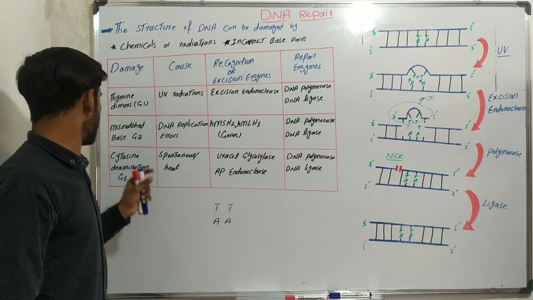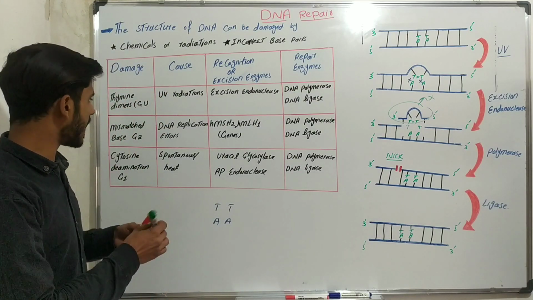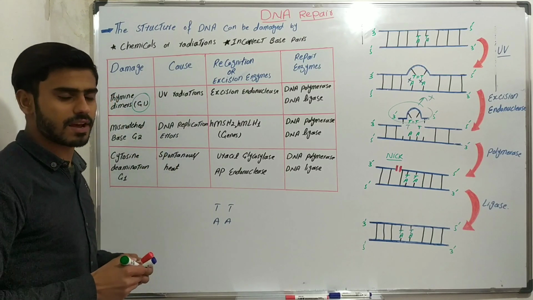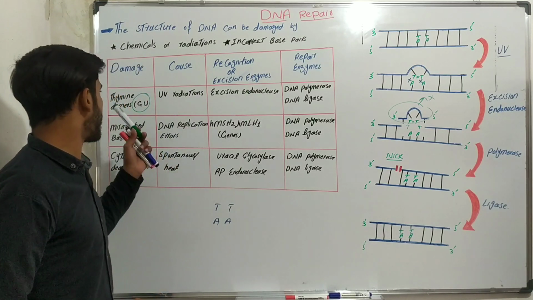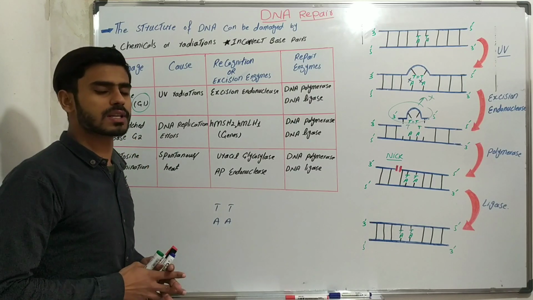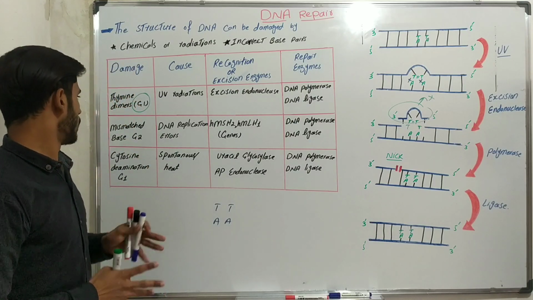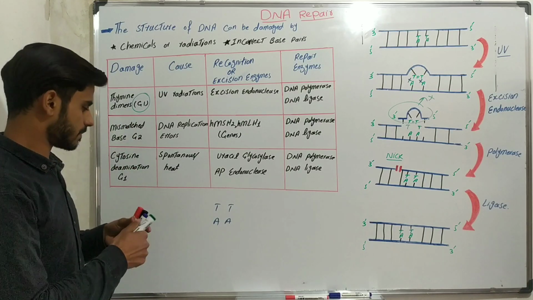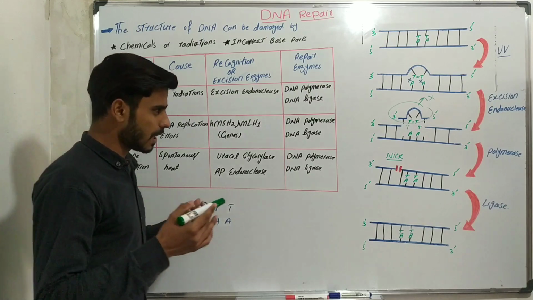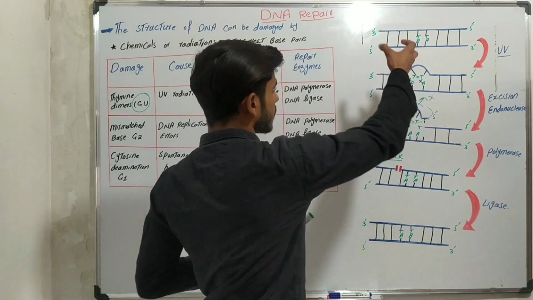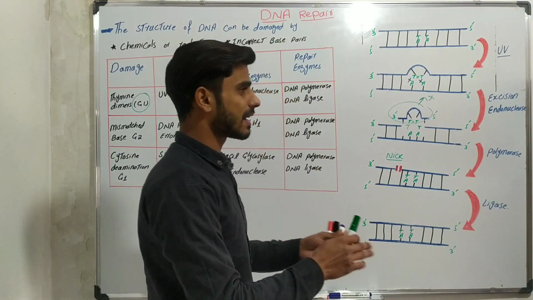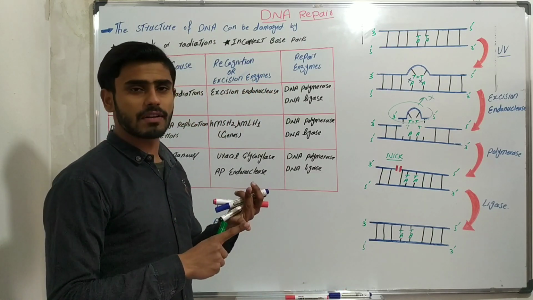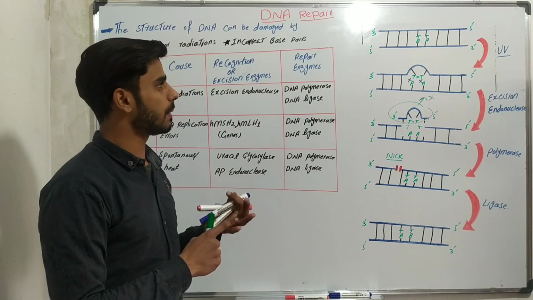And the second damage is mismatched base, and this thymine damage happens in G1 phase. You know that interphase has three phases, G1 phase, S phase and G2 phase, and this thymine damage happens during G1 phase of interphase. Second damage is mismatched base. You know that in the simple case you can see here that adenine will form the bond with thymine, guanine will form the bond with cytosine. This is the normal complementary pairing.